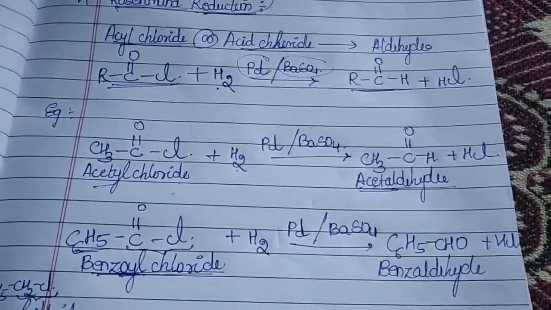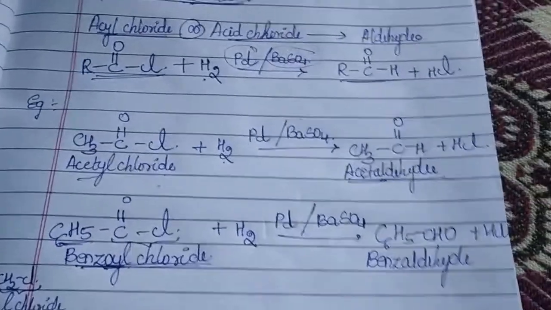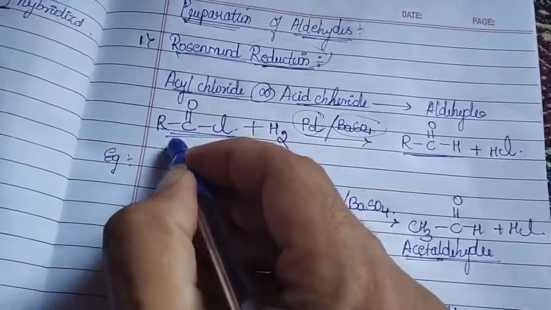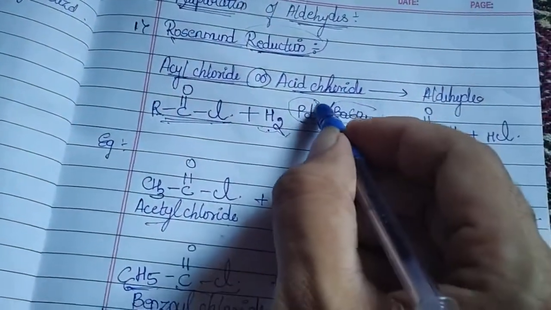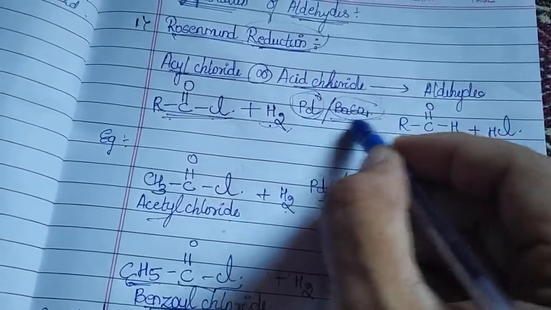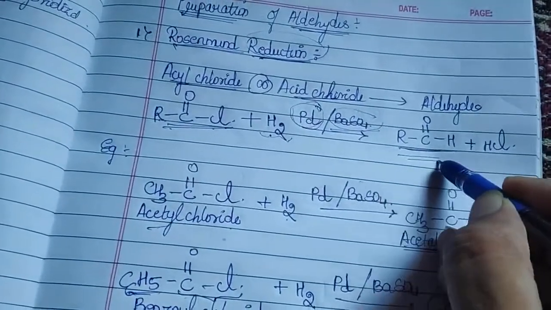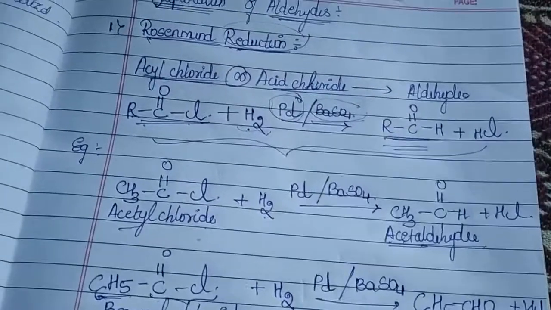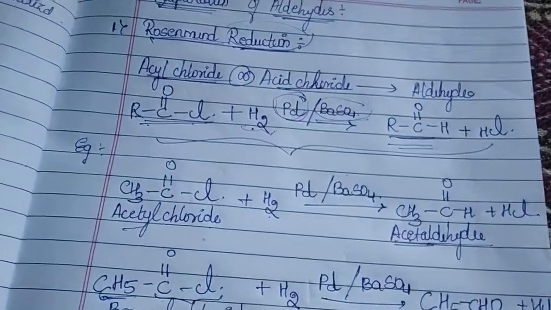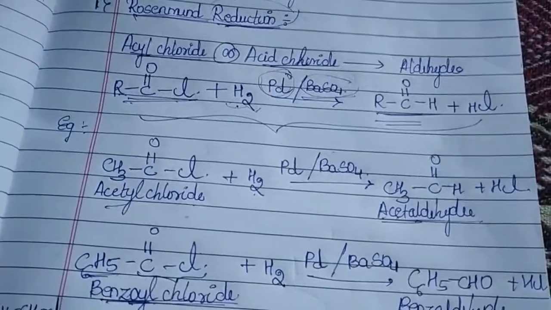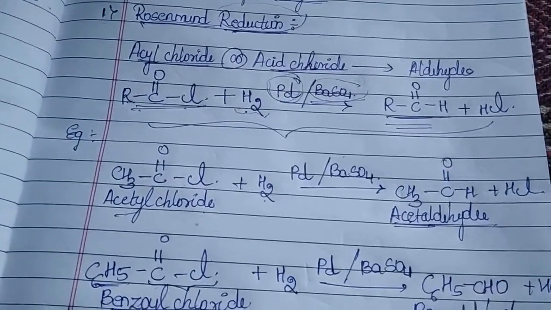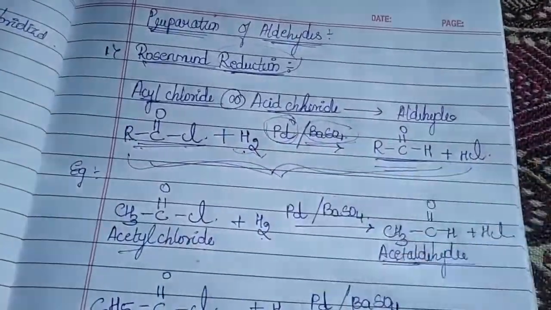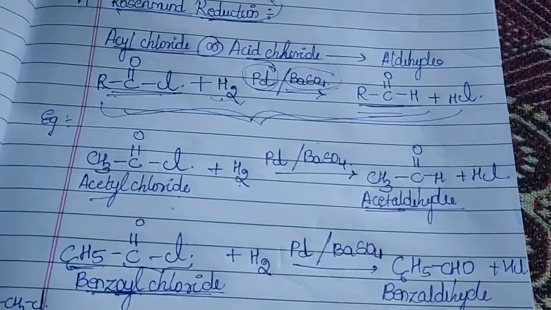In your PU board exam, whenever they ask you to write a reaction, first write the reaction in the theoretical part. That is, when acyl or acid chloride is heated in the presence of a palladium based barium sulfate catalyst, aldehydes are obtained. First you write that and then you write the reaction. If you write only reactions, half of your marks will be deducted. Again and again I am saying it. Whenever they ask you to write a reaction, first write it in words and then write it in formula form. Is that clear? No doubts. Can we move further then?